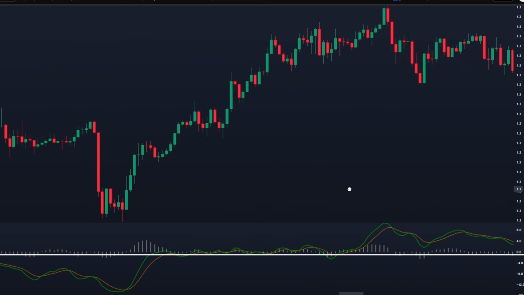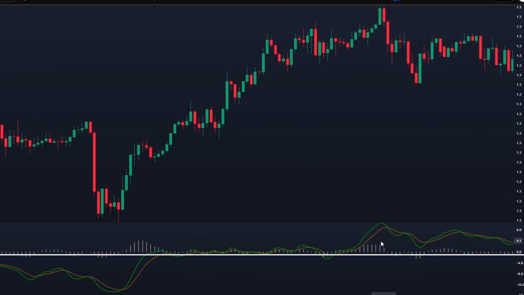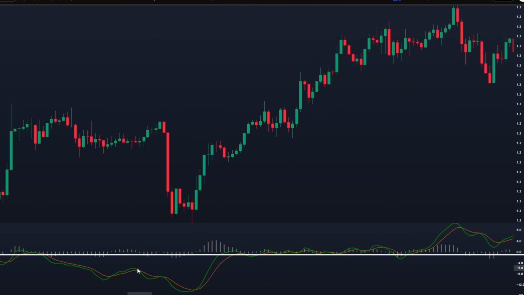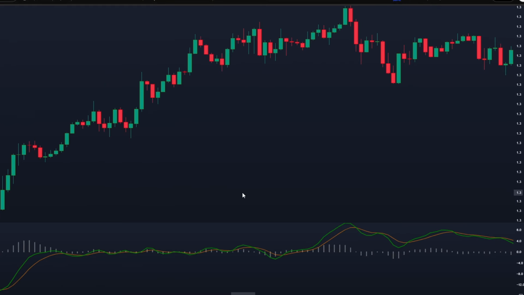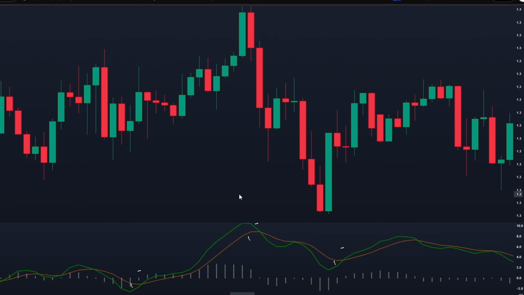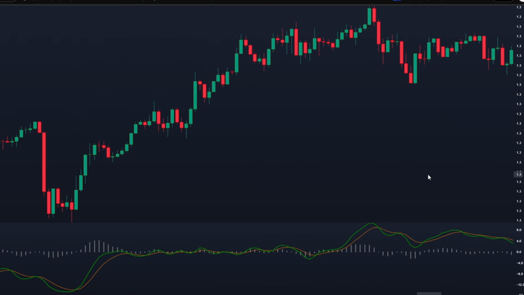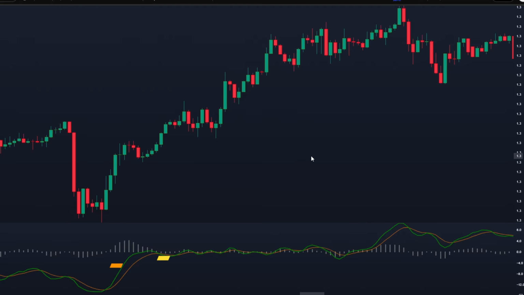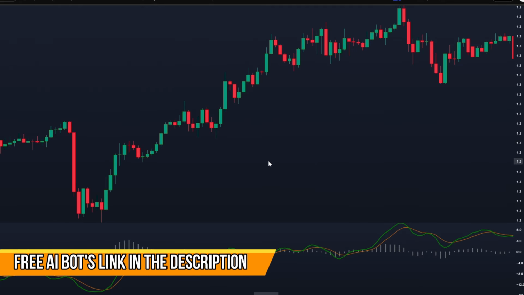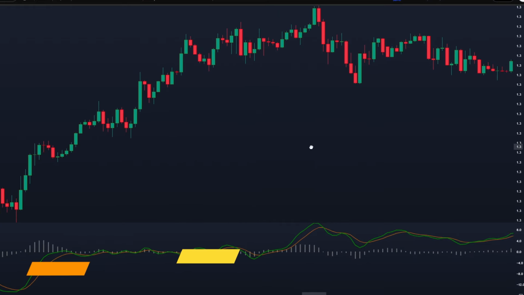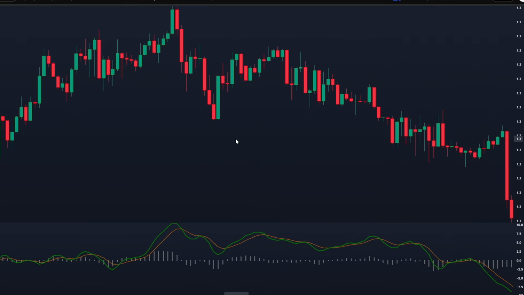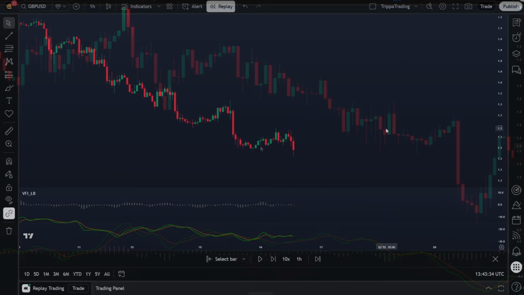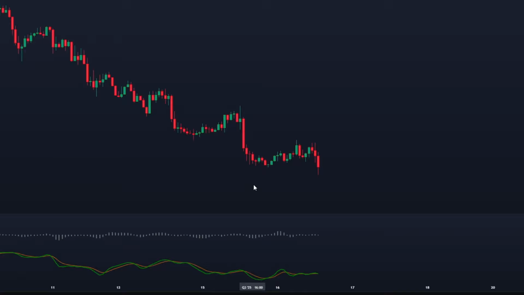When the VFI line is above zero, it tells us buying pressure dominates. When it's below zero, selling pressure dominates. Crossovers between the VFI line and the signal line show momentum shifts, and those shifts are reflected visually in the histogram. But the real power of this indicator is not in simple crossovers. The real power is in divergence, because divergence shows you what price is hiding. Let me walk you through the first buy example step by step.